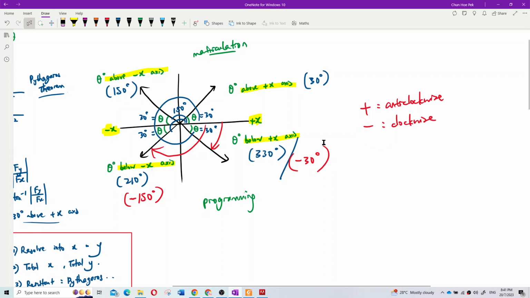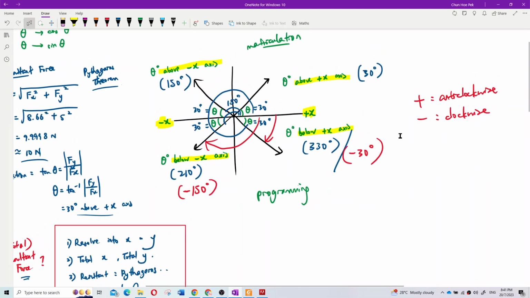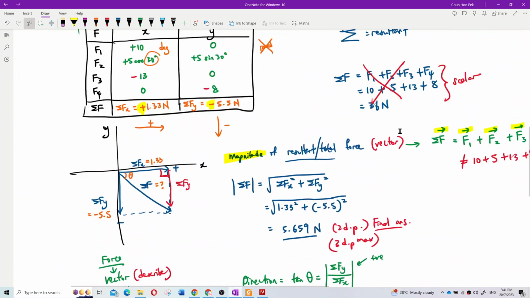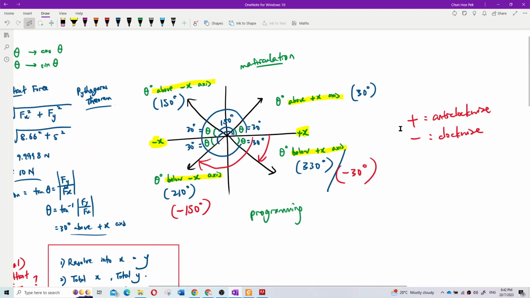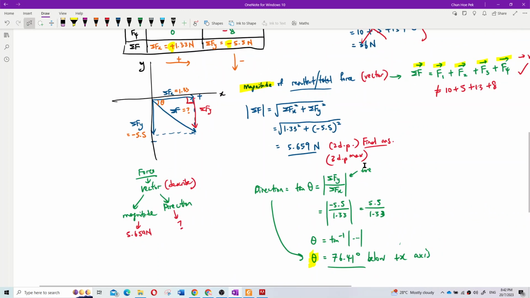That's it. Do you understand, class? Can? So that's it. So we already have the resultant force of 5.659 Newton. That is the magnitude, and the direction is theta equal to 76.41 degrees below the positive x-axis. This is the positive x-axis. Okay?